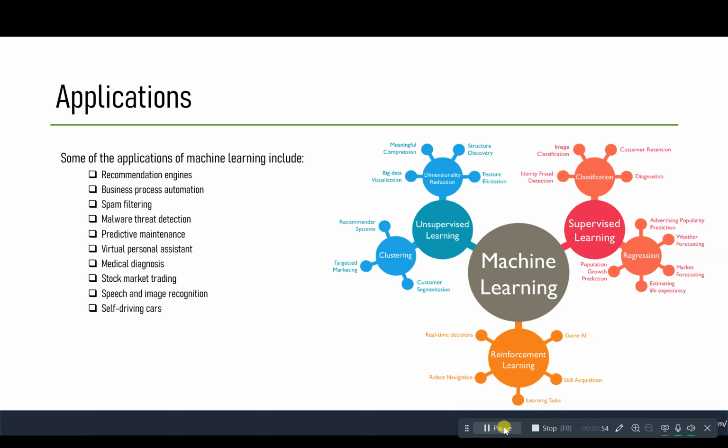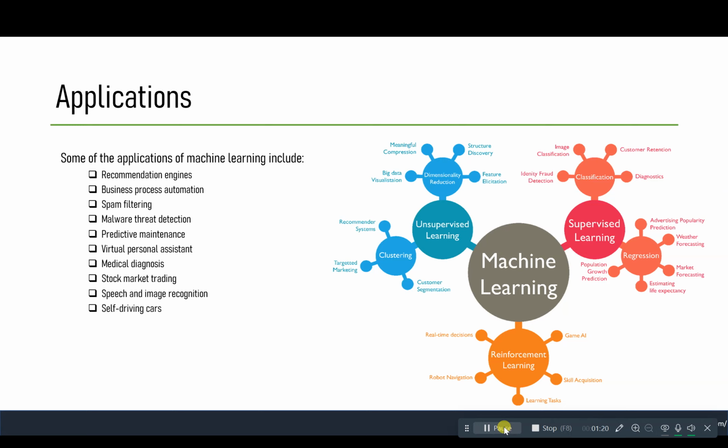Then we have personal assistants. This is a type of application that uses machine learning algorithms to provide personalized assistance to users. These assistants can perform tasks such as scheduling appointments, answering questions, and making recommendations, and we must have heard about popular virtual assistants including Siri, Alexa and Google Assistant.